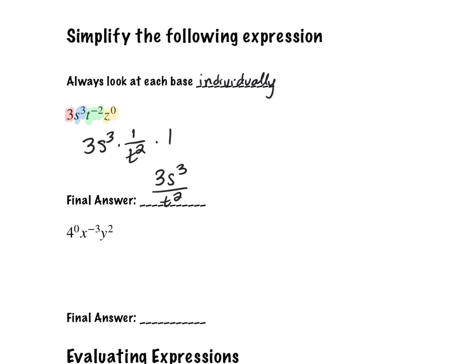So I want you guys to take a second and try that second one. See if you can write that without any 0 or negative exponents. All right. So let's look at this. What's my first base that I got to look at here? The 4. The 1. Okay, that's 1 time. So that's 1, right?